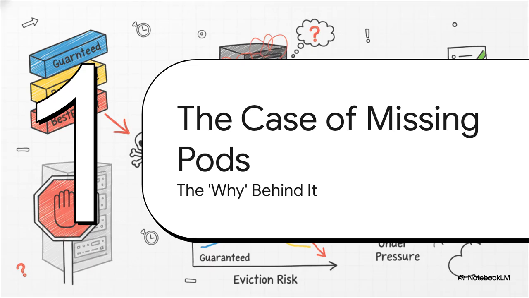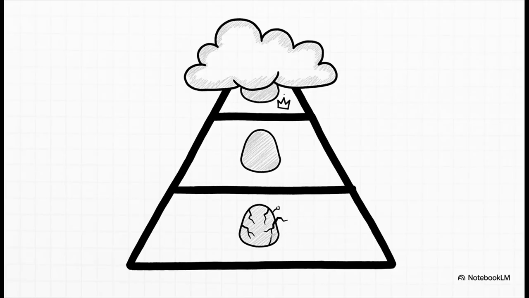Okay, so Section 1, the case of the missing pods. Let's dig in and figure out the why behind this whole thing. You see, the secret is all about a hidden priority system inside Kubernetes. It's kind of like a built-in rule book. And the number one rule? Keep the system stable, no matter what. Even if that means, well, sacrificing a few workloads along the way. It's this hidden hierarchy that decides which of your pods are VIPs and which ones are, let's just say, expendable.